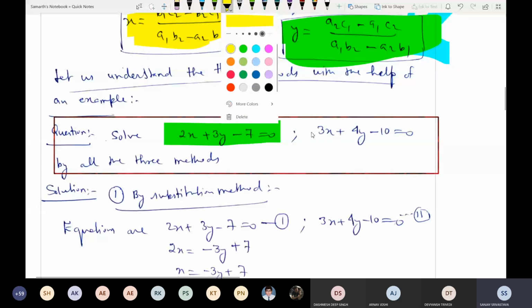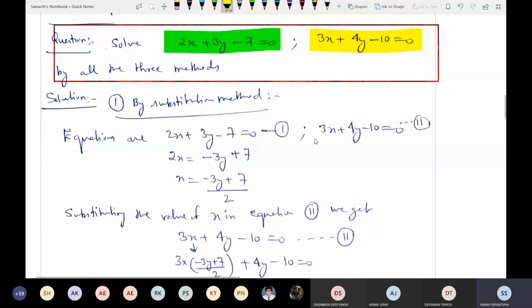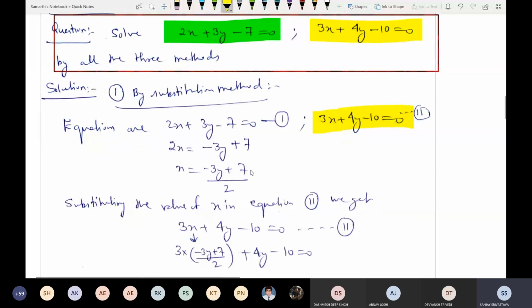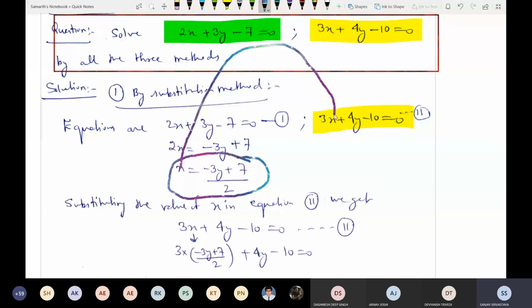So 2x is equal to, when you shift this 3y to the right hand side, it becomes minus 3y, and minus 7 becomes plus 7. So x is equal to minus 3y plus 7 upon 2. That means I found the value of x in terms of y. What is the value of x in terms of y? x is equal to minus 3y plus 7 upon 2.